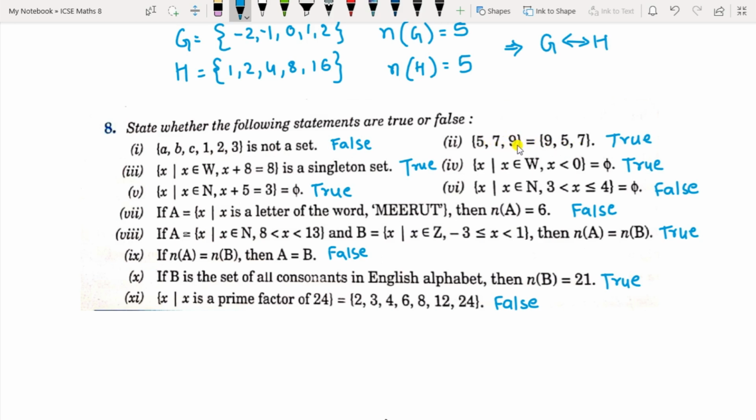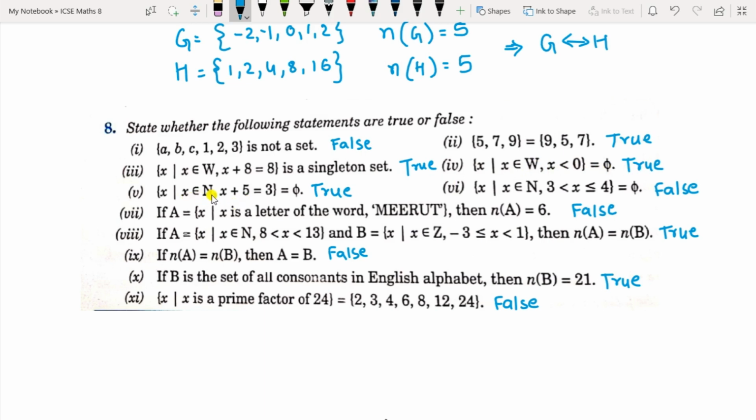Because the cardinal numbers are the same and the elements are also the same. That is true. X belongs to W, X plus 8 equals 8. So the answer is 0. Yes, it is a singleton set. X belongs to W, X is less than 0, and it is 5. So in W, that is whole numbers, there are no negative integers, so we cannot write less than 0. So yes, it is a null set. True.